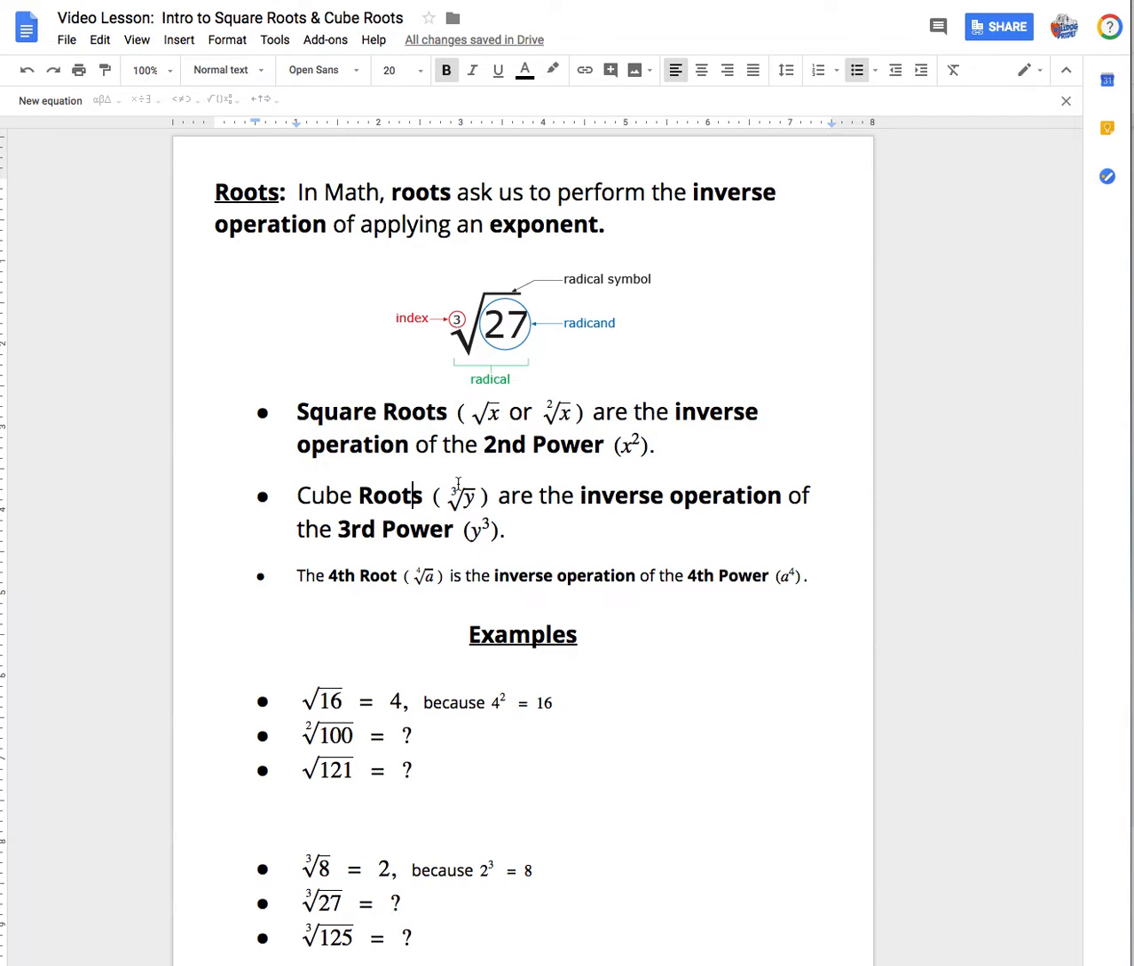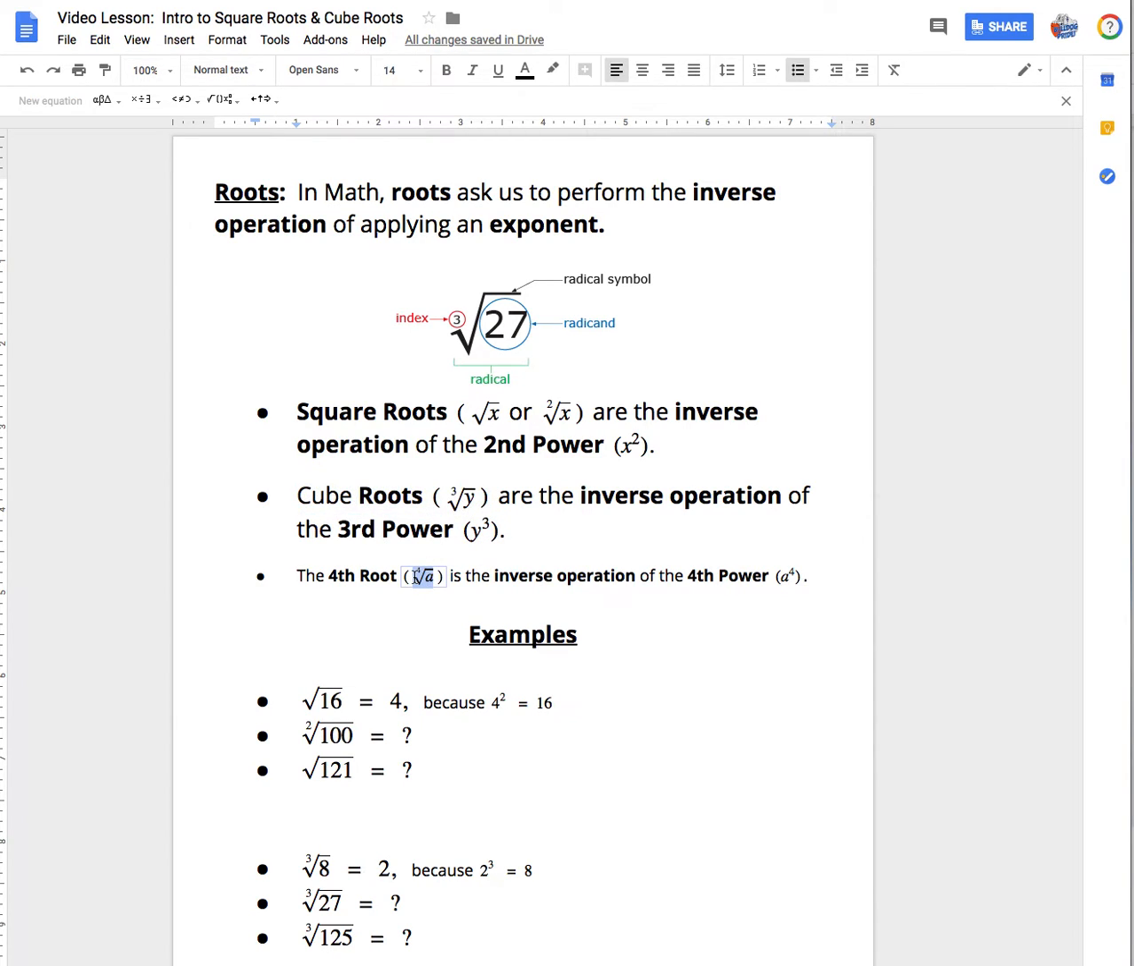If we see a 3 as the index, like we do in this example here, that's asking us to find a cube root. And as we'll talk about later, the cube root is the inverse operation, or the reverse, of the third power. You remember calling y to the third power y cubed? The opposite of cubing a number is to take its cube root.